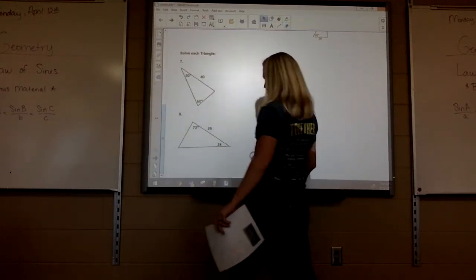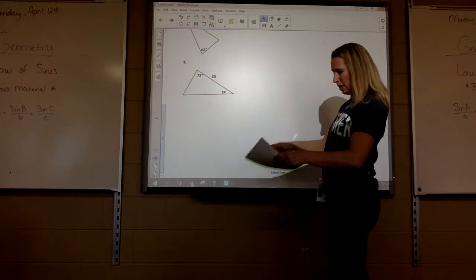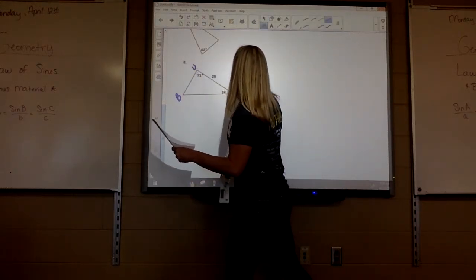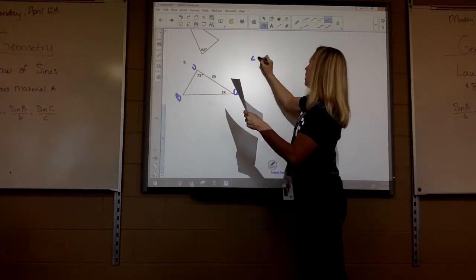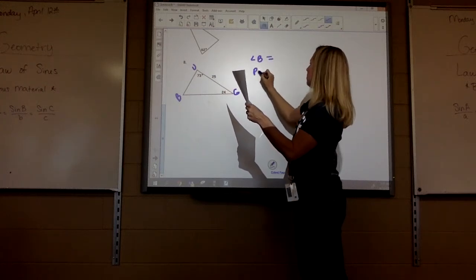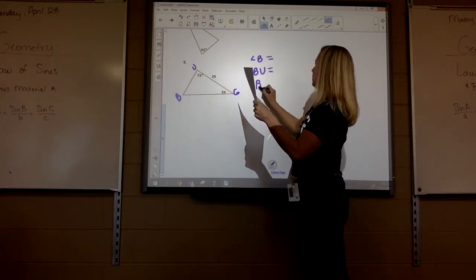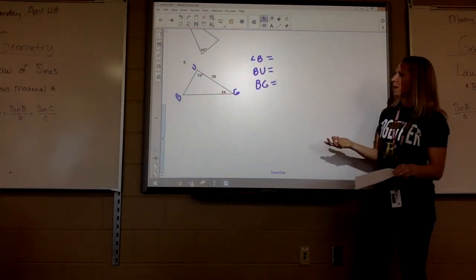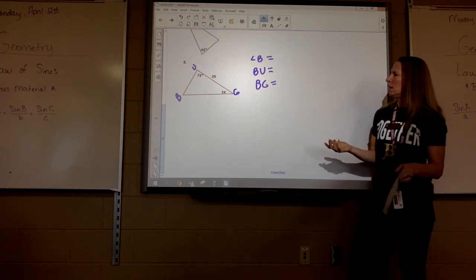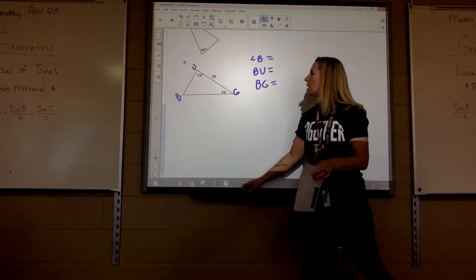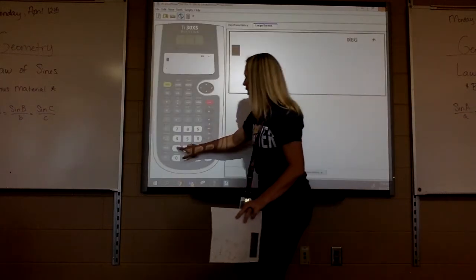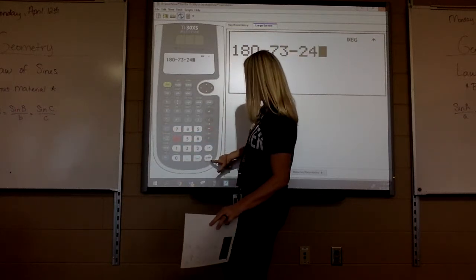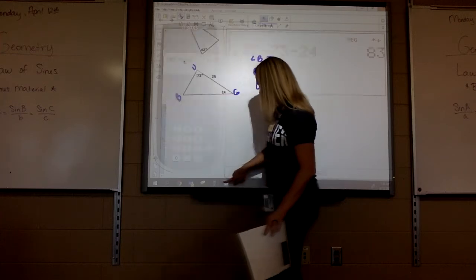Okay, let's look at number 8. So number 8 is triangle BUG. So I have to find angle B, side BU, and side BG. So how do I find angle B? 180 minus 73 minus 24. 83.